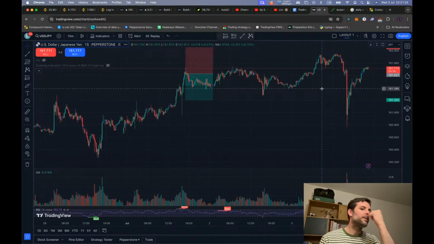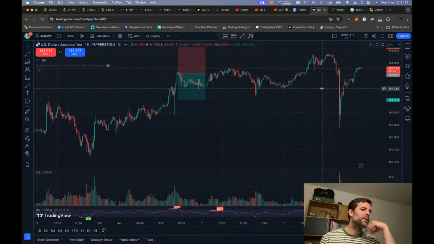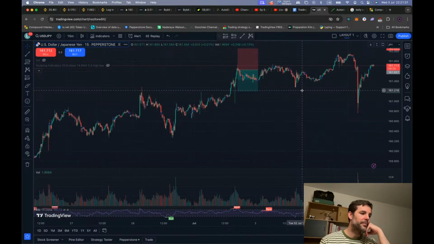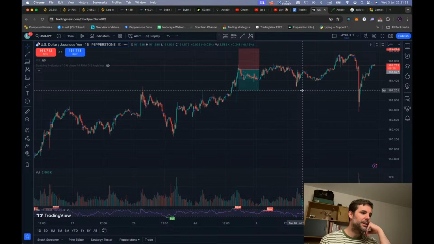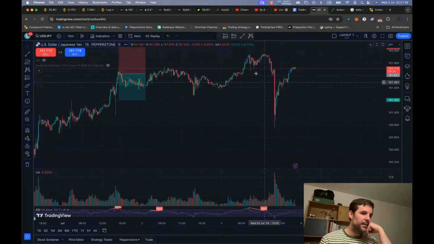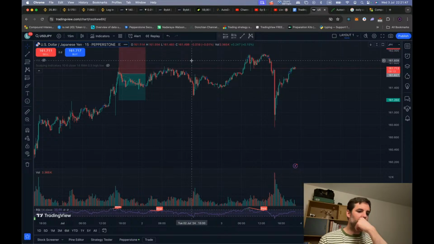Honestly, I like this one. It feels like every now and then there's a pullback. I like it. Yeah, okay. This would have been a win.